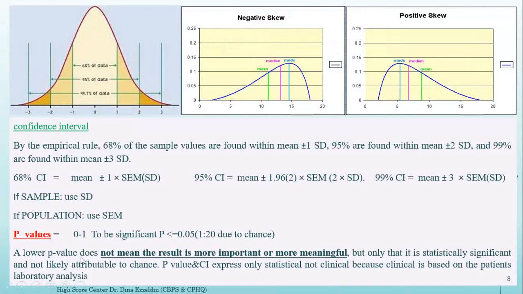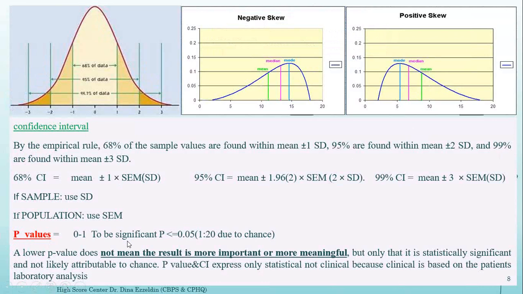Also p-value. P-value is the opposite of confidence interval. If we are sure that 95% of the data is true and not by chance, then only 5% is by chance, which is expressed by the p-value. So when the confidence interval is 95%, the p-value is 5%. When the confidence interval is 99%, the p-value is 1%. So the p-value is the chance percentage.